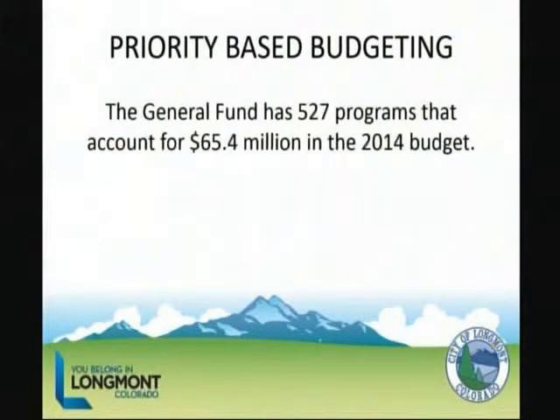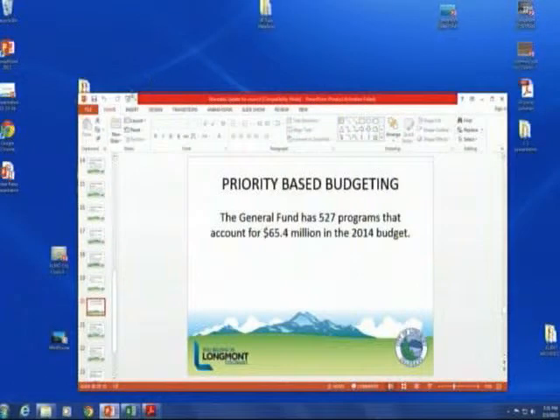So the general fund, we indicated earlier, has 527 programs on itself. That makes up a budget of $65.4 million. The highlights of the general fund are on page 5 of the update, and I'm going to take you through each one of those, but we're going to do that by looking at the RAD tool. So I'm going to ask Teresa to pull up the RAD tool here.